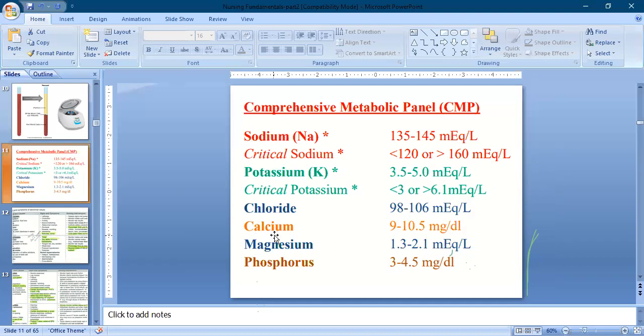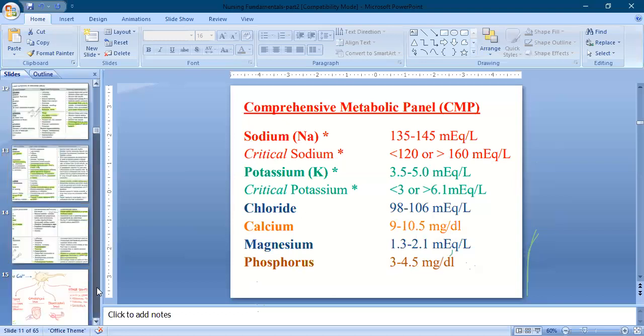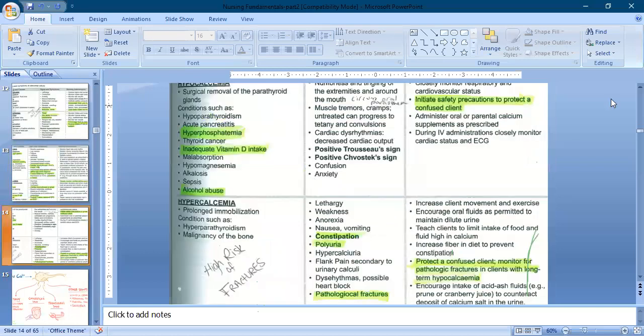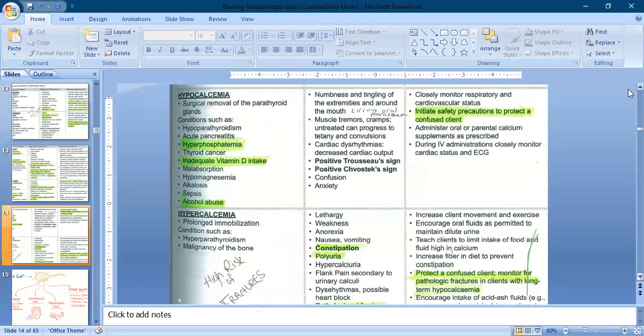Also, calcium is important for clot formation in the blood. When the calcium level goes lower than 9 or 8.5, it is called hypocalcemia. When the calcium level goes up more than 10.5, it is called hypercalcemia. So, hypo or hypercalcemia, let's start with hypocalcemia here.